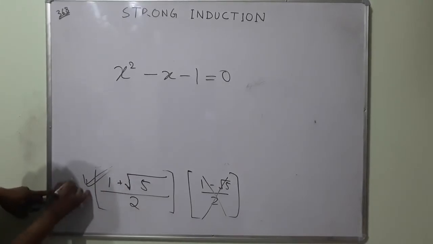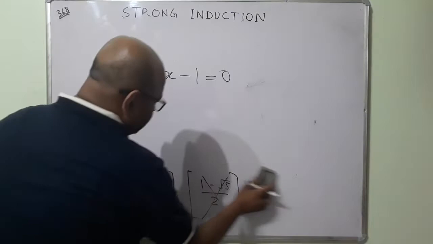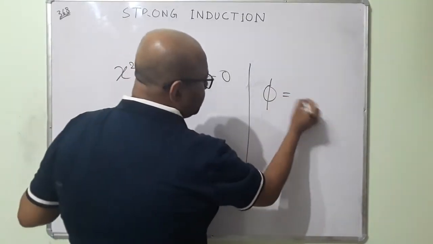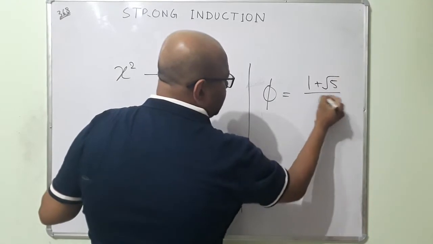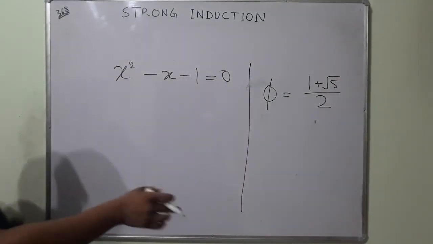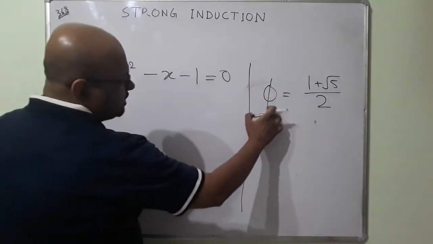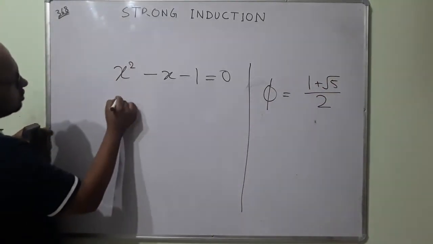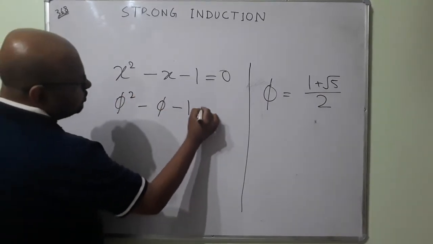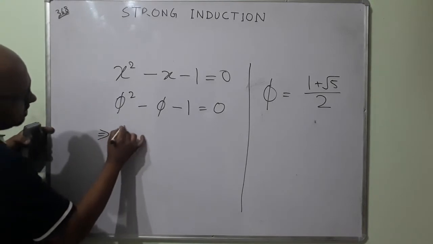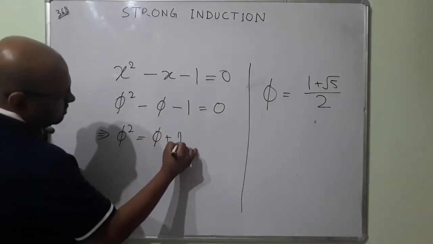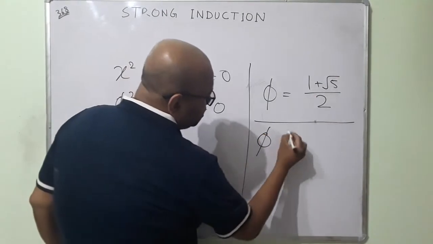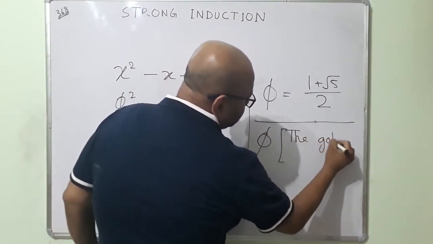Okay, so let me call this phi. Phi is equal to what? Let me rewrite it here. I have just found that phi is equal to 1 plus root 5 by 2. Okay, so what do I know? Since one of the solutions of this quadratic equation is x equal to phi, that is 1 plus root 5 by 2, I know phi squared minus phi minus 1 is equal to 0. That means phi squared is equal to phi plus 1. Now, this is a very special number. This is not some random number. Phi is called the golden ratio.